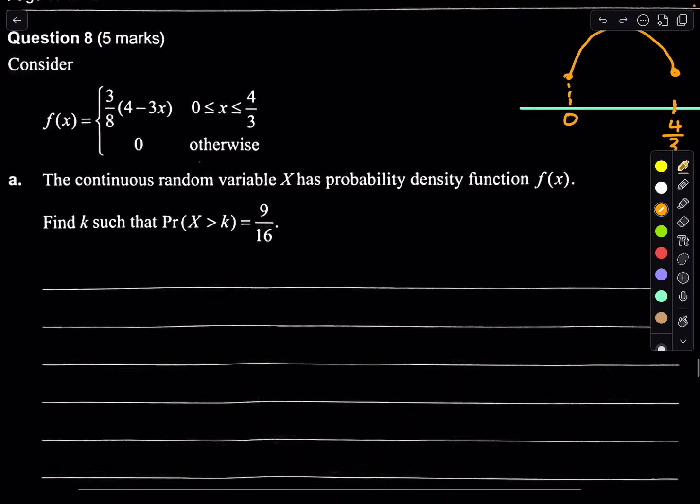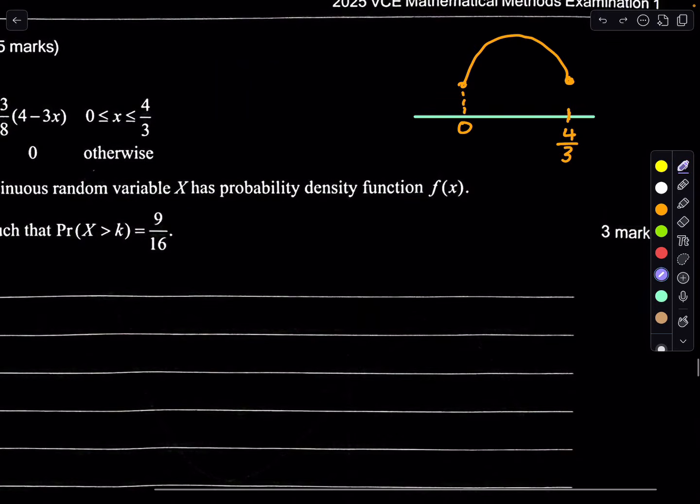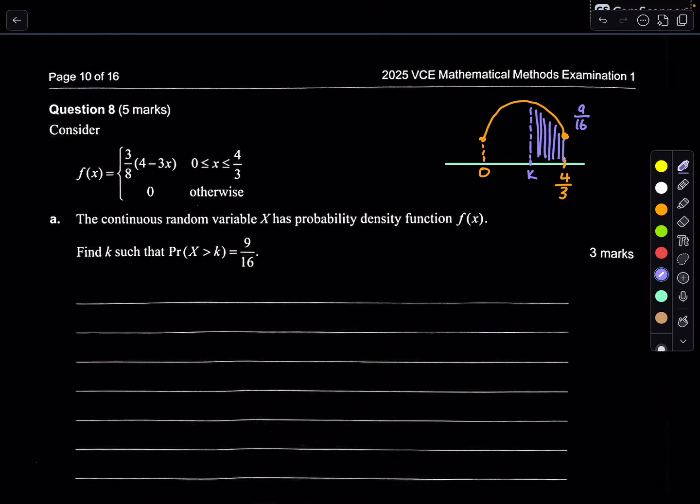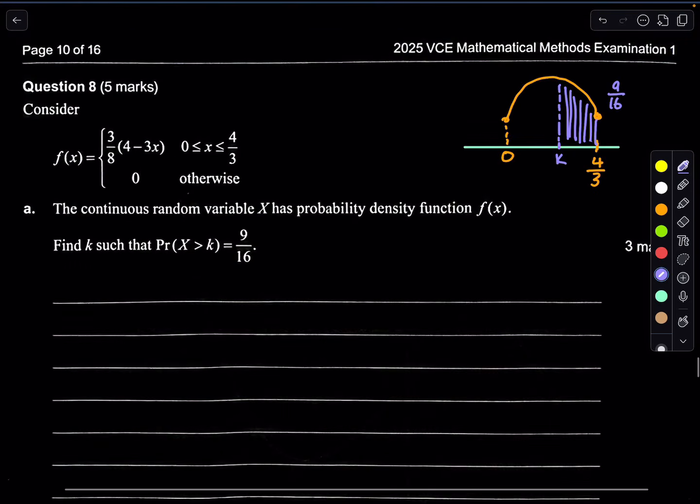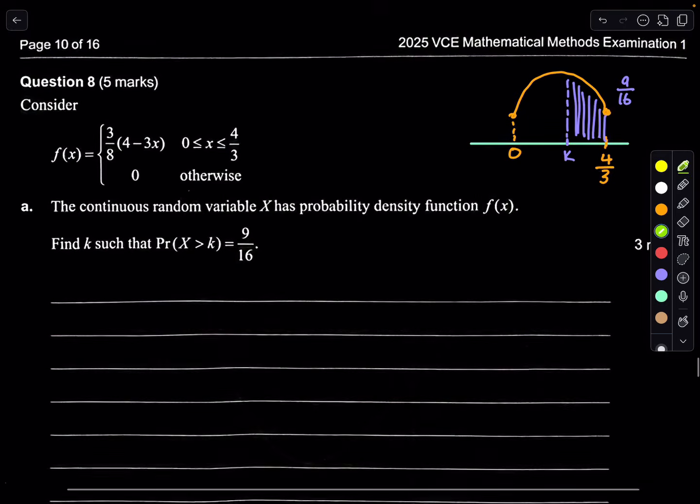Now, what they're saying is find k such that the probability that x is greater than k is 9/16. What that means is k is between 0 and 4/3, somewhere here. I'm making it up. Let's say it's over here. So basically this probability over here is equal to 9/16, yeah? So we actually have to use integration to get that. We have to solve for k, because we know that area has to be equal to 9/16.